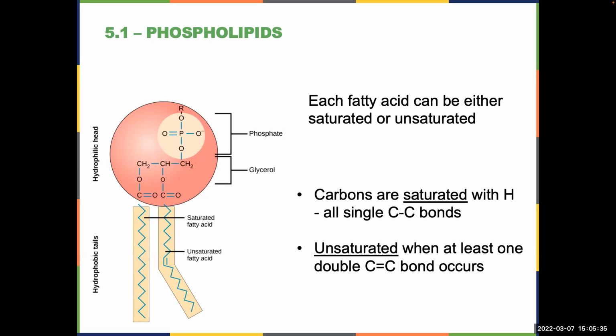So there is some variation within the cell. And as you recall, if they were all saturated, they would be able to pack very tightly together. And whenever they're unsaturated, that's going to make a kink or bend in the tail, and it's going to take up more space.